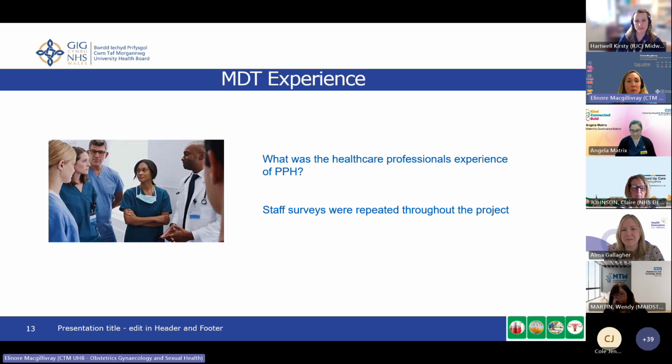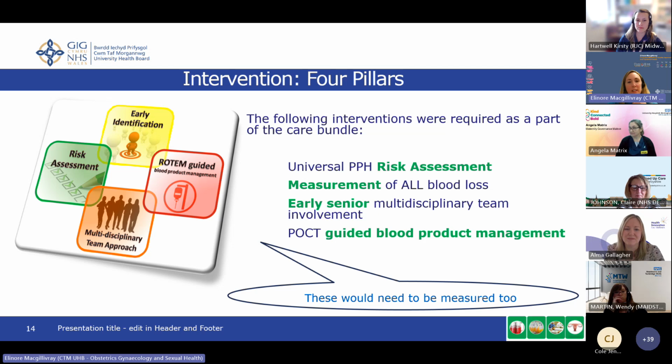And then of course staff experience, and on reflection, I wish we'd collected a bit more, really, because there were some really interesting things, particularly from midwives who just felt like, I've got to be an octopus now, I've got to deliver a baby and do this and also measure blood loss at the same time. So those were a couple of balancing measures that we also collected.